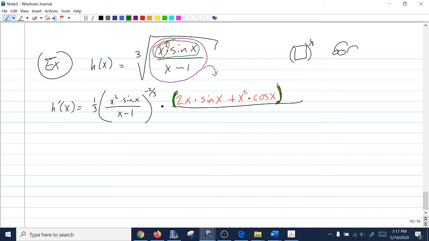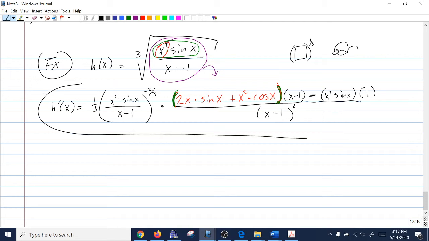What comes next in the quotient rule? It goes derivative of the top times leave the bottom alone, plus, no, not plus. That's how I messed up last time. It's minus for the quotient rule. Minus, leave the top alone, x squared sine x, times derivative of the bottom. Derivative of the bottom is 1. All over, bottom squared. Whew. So this is chain, then quotient, then product.